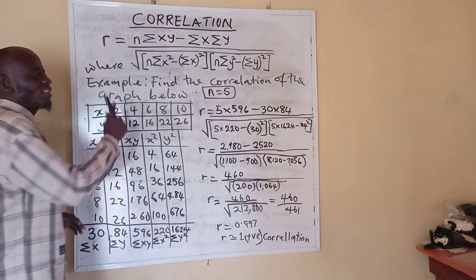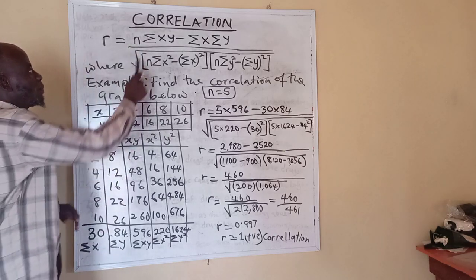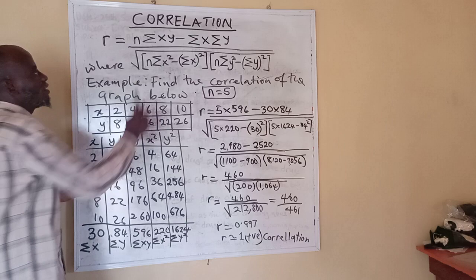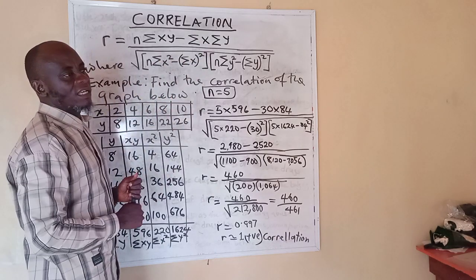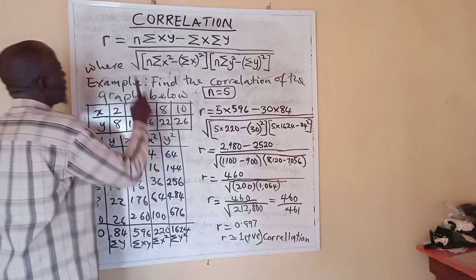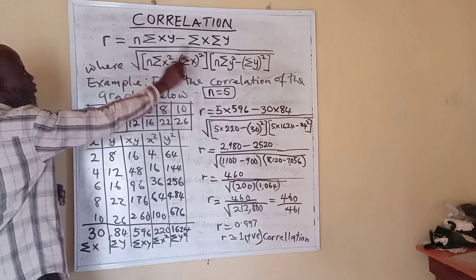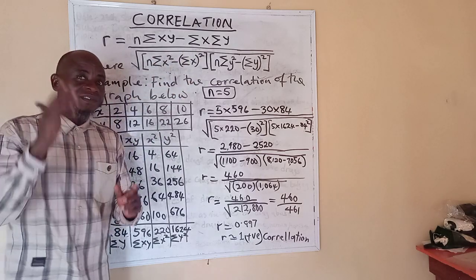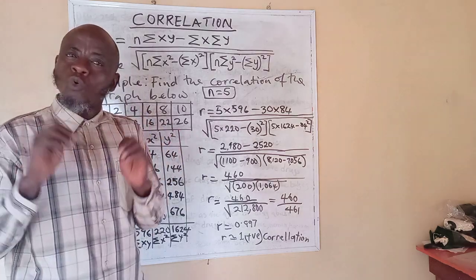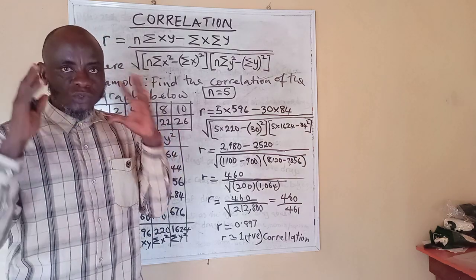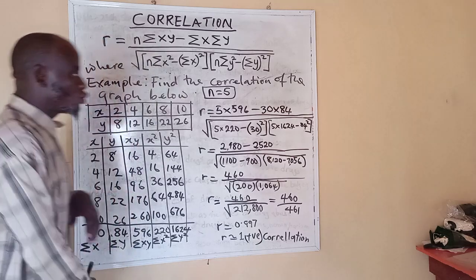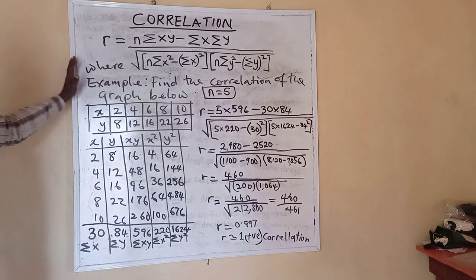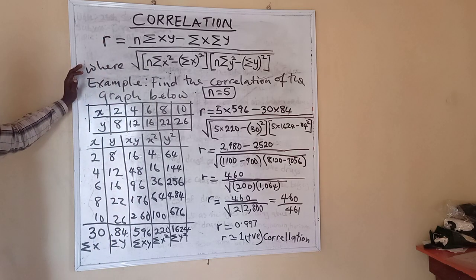It says n multiplied by summation xy minus summation x summation y, all over the square root of all what is in the bracket there. So that formula is very easy. It just looks cumbersome, but when you settle down and study it, you know that it's very easy to memorize. So let's go ahead and get this solved.